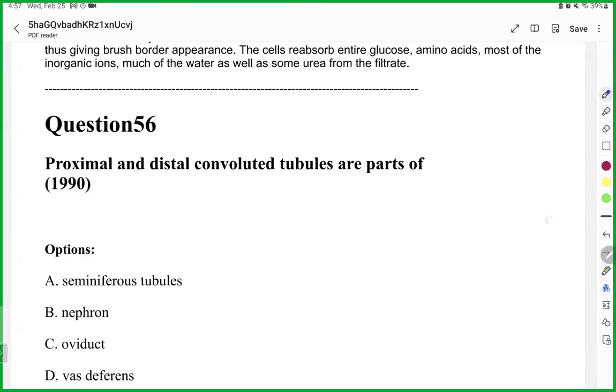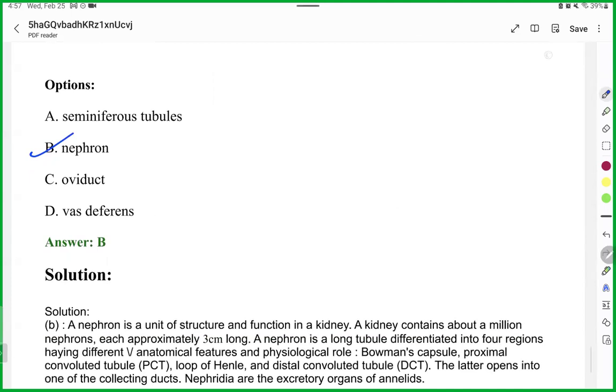Proximal and distal convoluted tubules are part of nephron. Very difficult question this is.